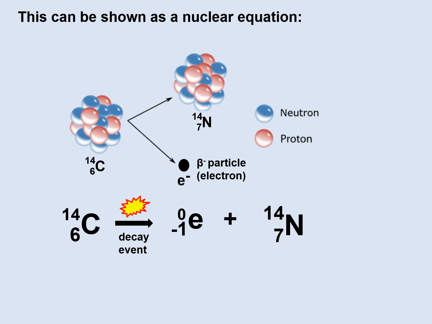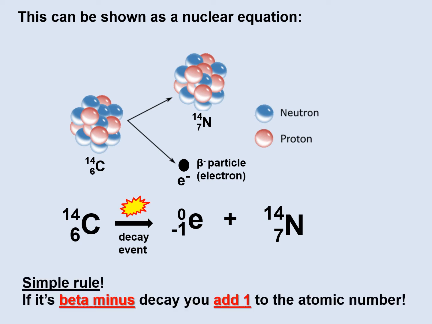There is no change in the mass number, but for beta minus decay, the atomic number goes up by 1. And in physics, you don't get much simpler rules than that. If it's beta minus decay, you add 1 to the atomic number. Dead easy to remember.